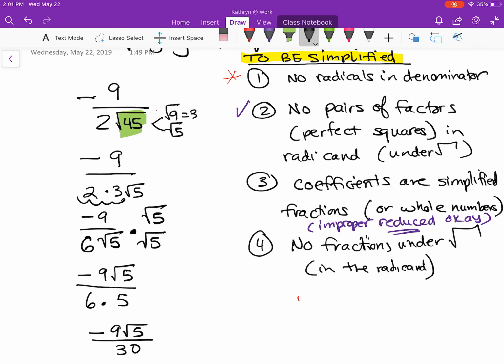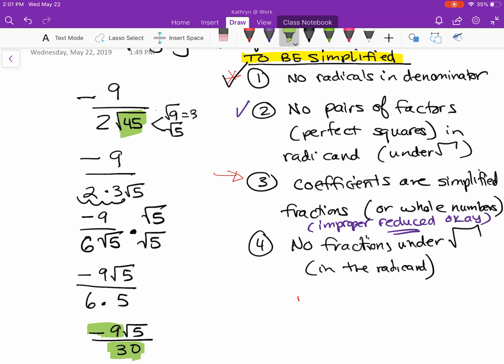So I don't have any more radicals in the denominator, right? I can check that off. I still don't have any pairs of factors, perfect squares under the radicand, right? I can't break down that 5 into anything else. Let's just double check I haven't created another issue, however, with my other two criteria. So I'm looking at number 3 now. Do I have any coefficients that need to be simplified? So the coefficients are the numbers outside the square root sign, so the negative 9 and 30.